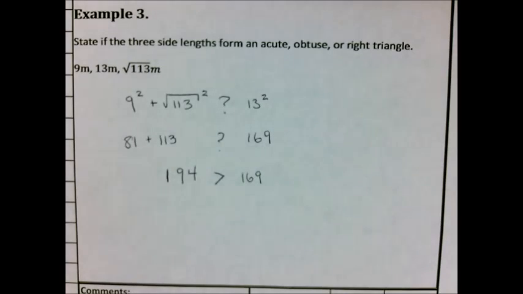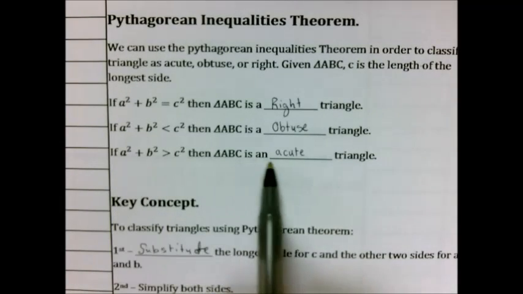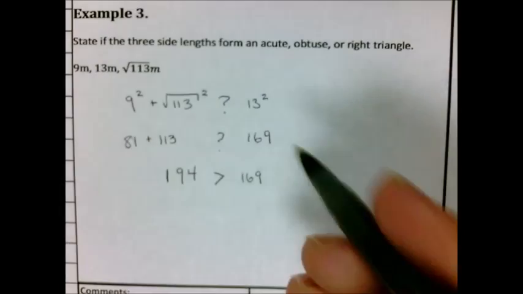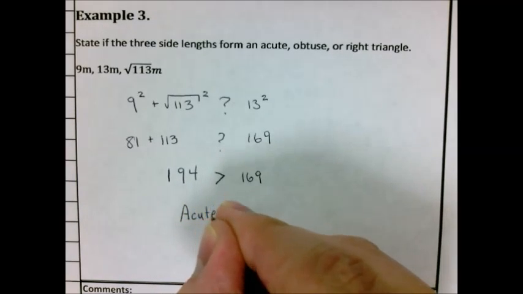Remember, let's go back to what we said. If we have a squared plus b squared greater than c squared, that's this last one right here, we have an acute triangle. Okay, so this is going to end up being an acute triangle.